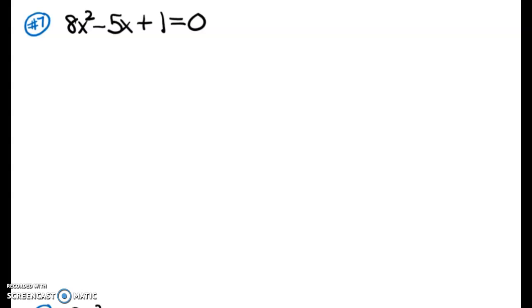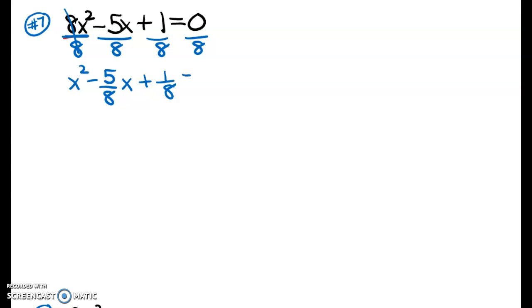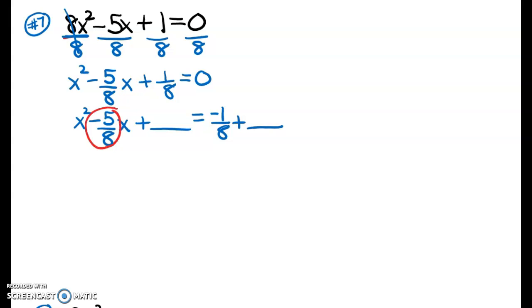So now this next problem, again, I have an a value that is not 1, so I need to eliminate it. So I'm going to divide all of my terms by 8 using my division property of equality. My 8's reduce out. But now I have a number in front of x that's a fraction. So I'm still going to do the same thing. I'm going to keep my x terms on the same side, but move my constant over by subtracting it.